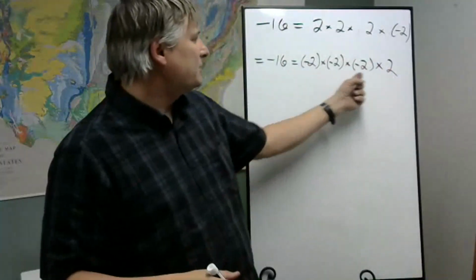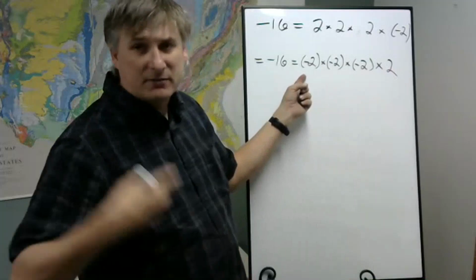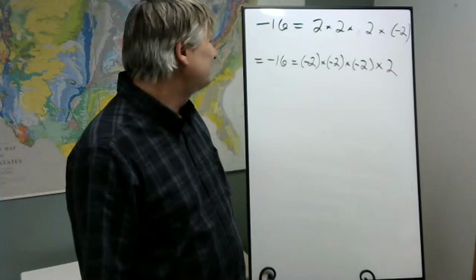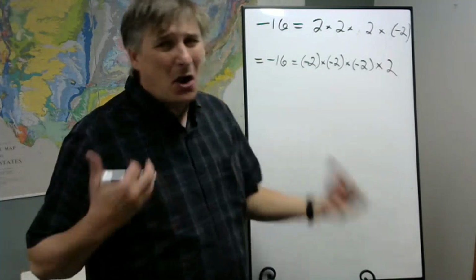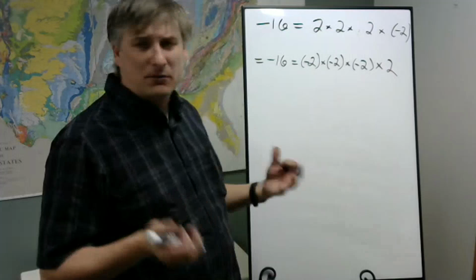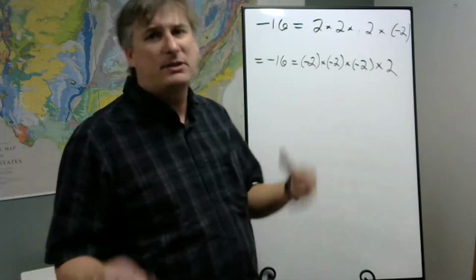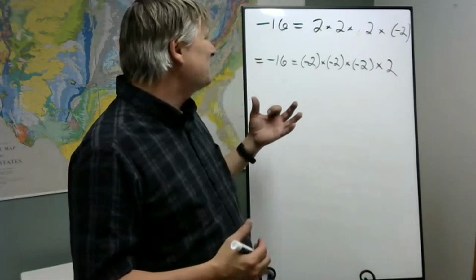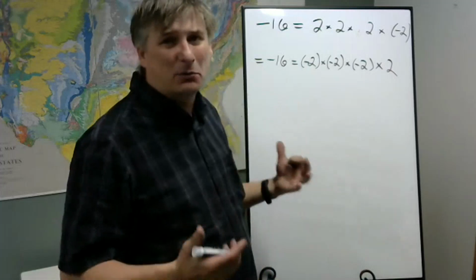Now, these will multiply to a negative, and then negative times positive is negative, but we need to keep that one positive. No matter how we arrange this, we're going to get different numbers. We have a positive number that will be different from a negative number. So in this case, -16 doesn't have a fourth root.